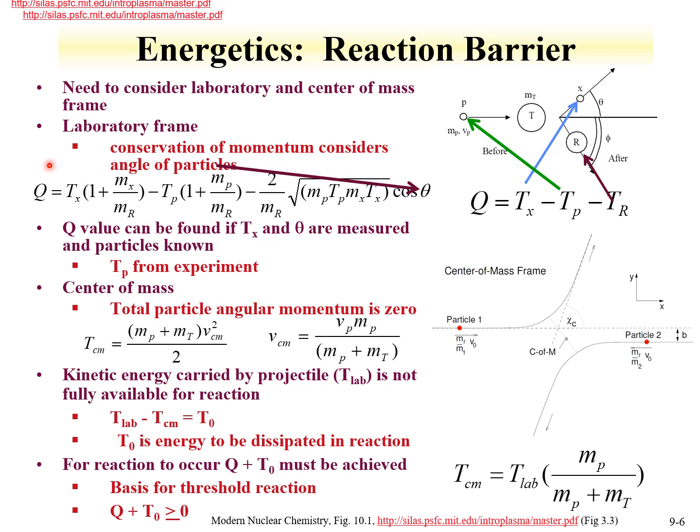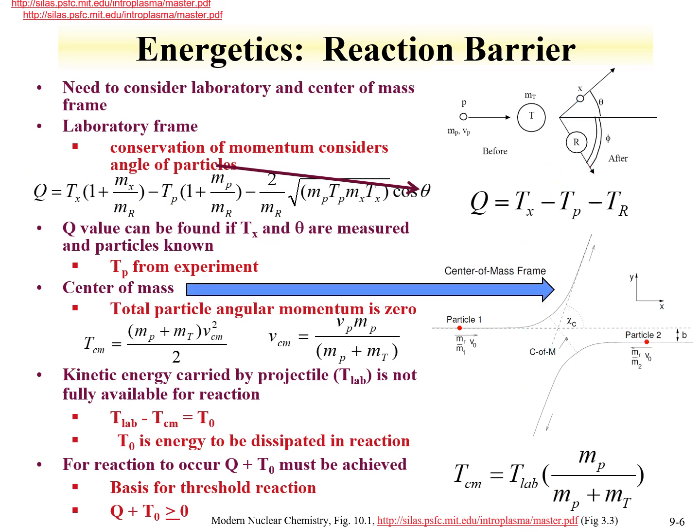So if one can measure the angle and the particle kinetic energy, one can find the Q value of the reaction. Now for center of mass, where we often do equations, the total particle angular momentum is 0. In this case, it's as if the products and the reactants are hitting each other, and we get a center of mass frame that looks as shown here.